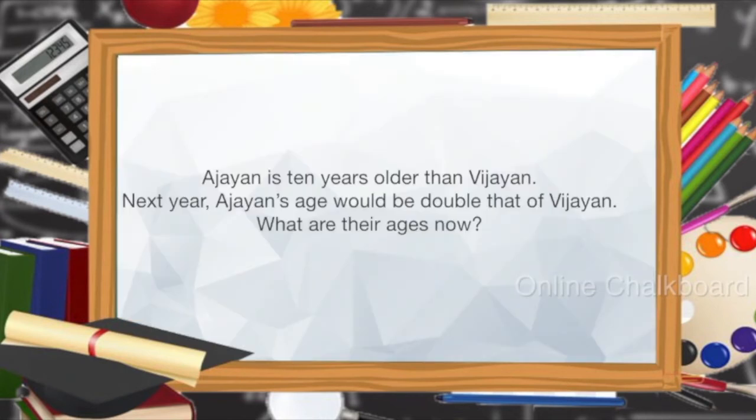Now, we will ask you a question. Ajayan is 10 years older than Vijayan. Next year, Ajayan's age would be double that of Vijayan. What are their ages now? Okay.